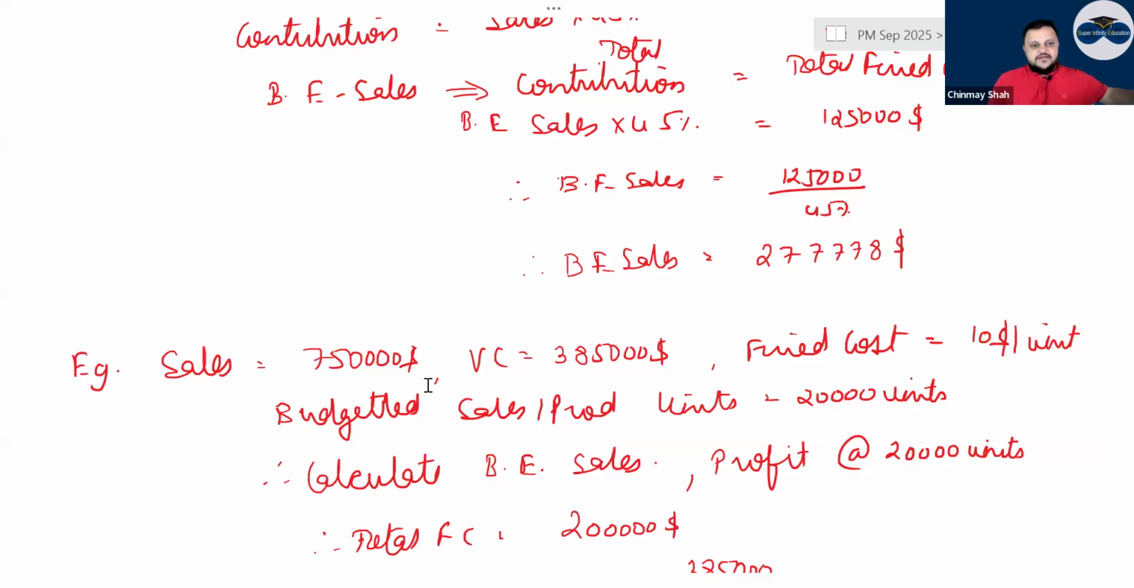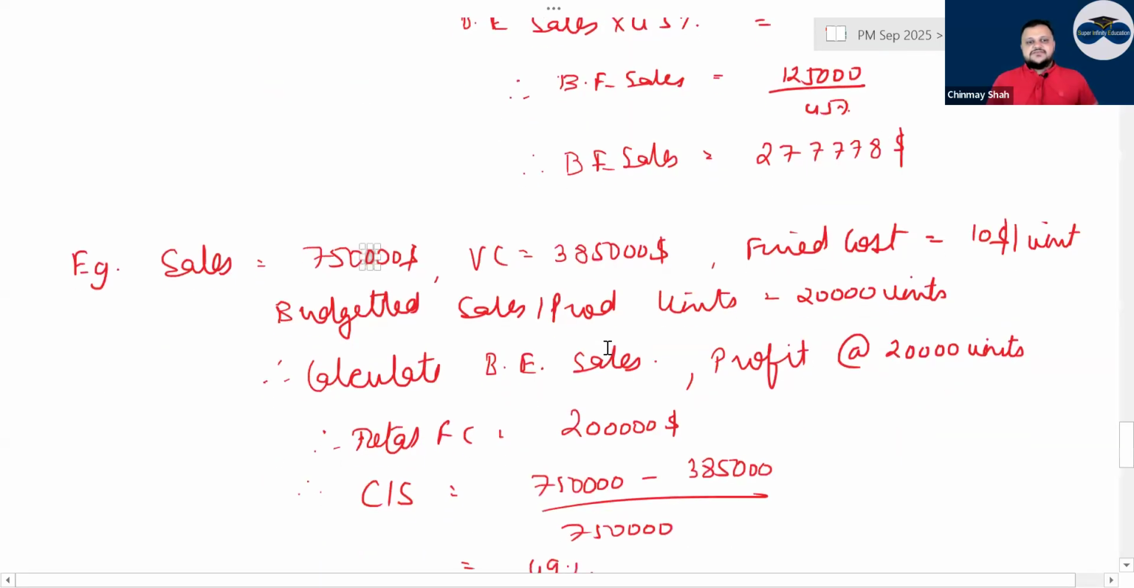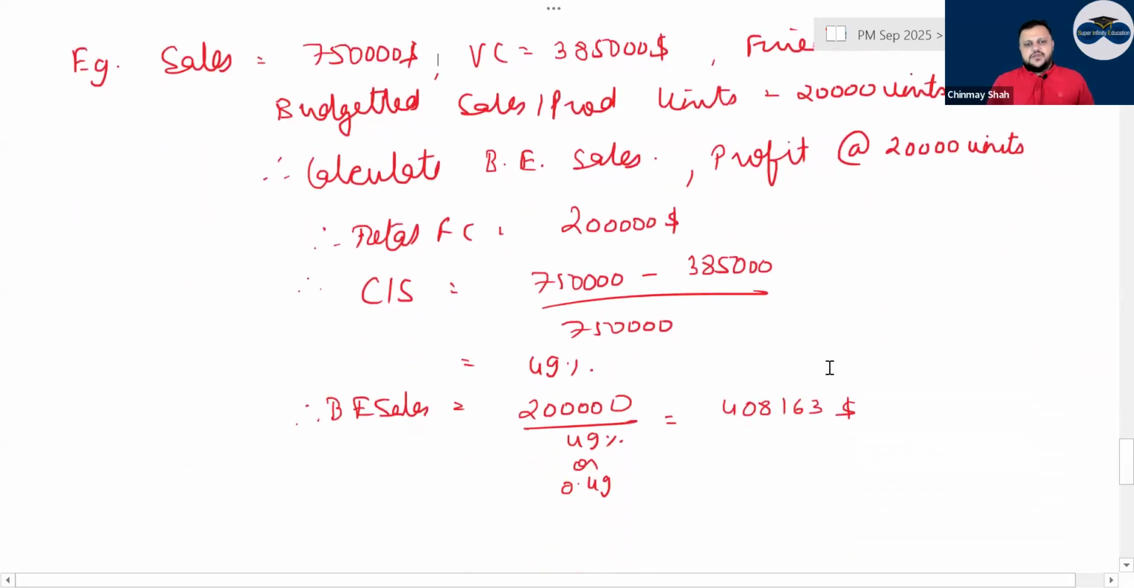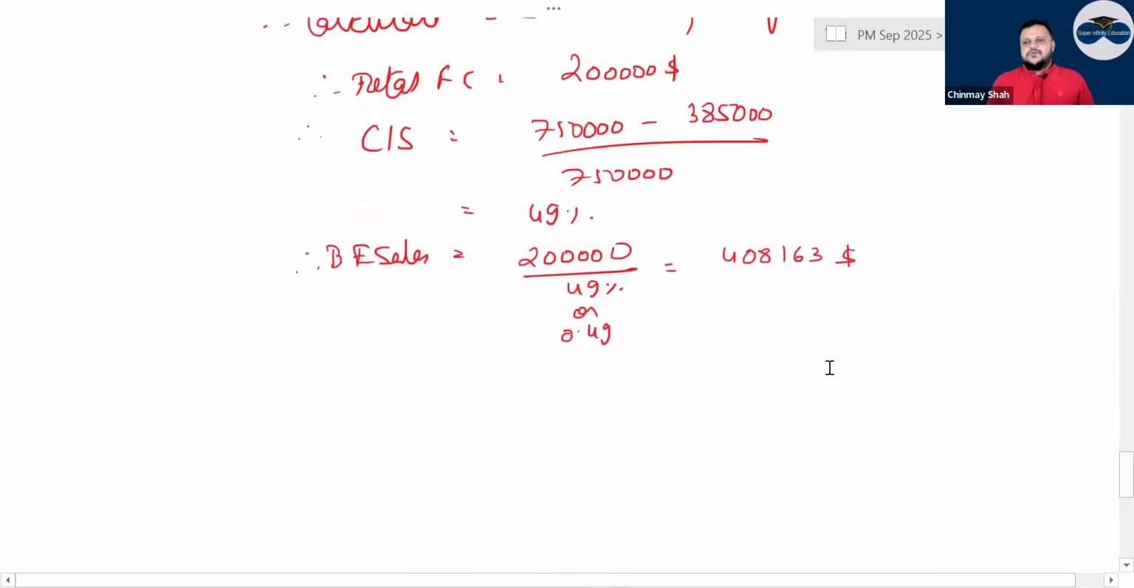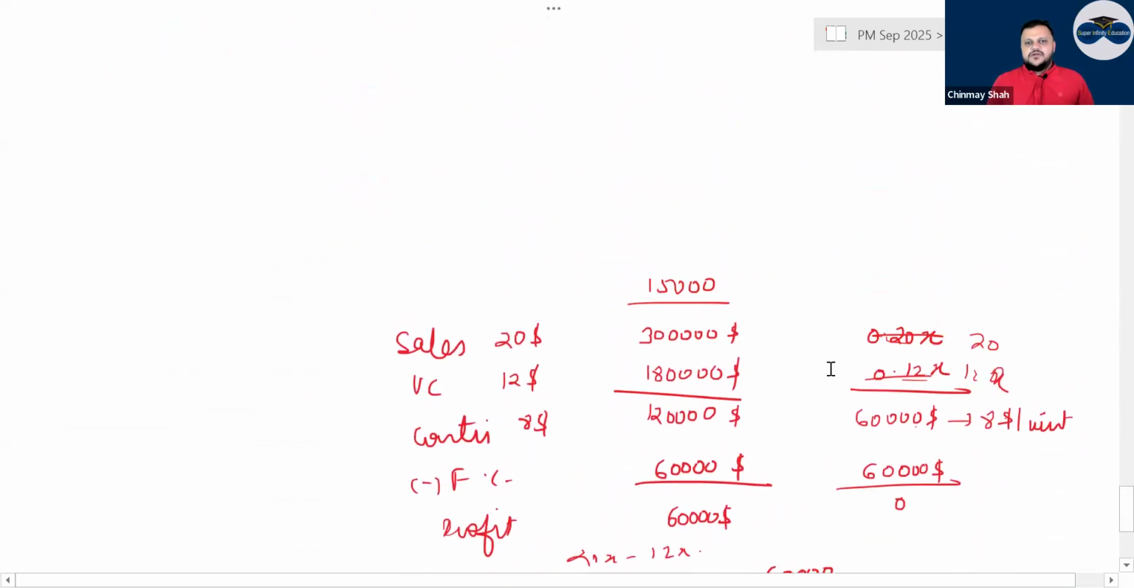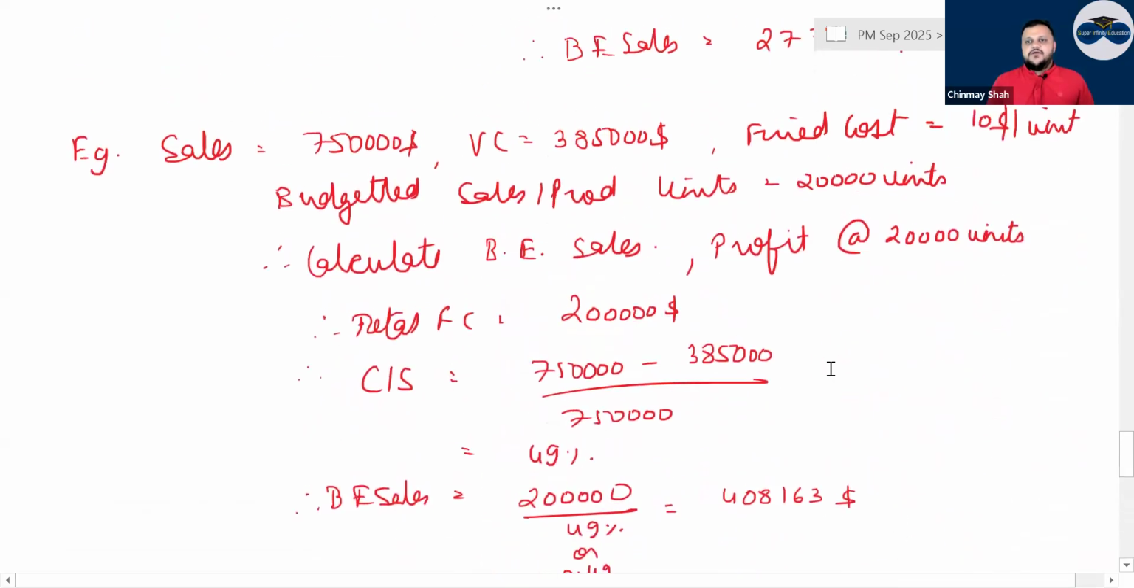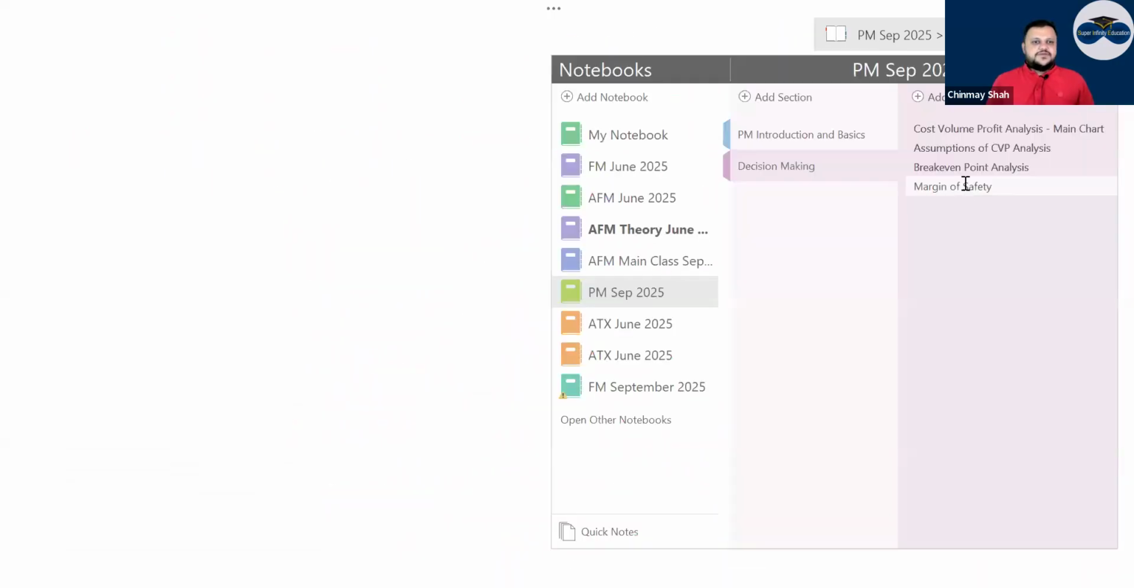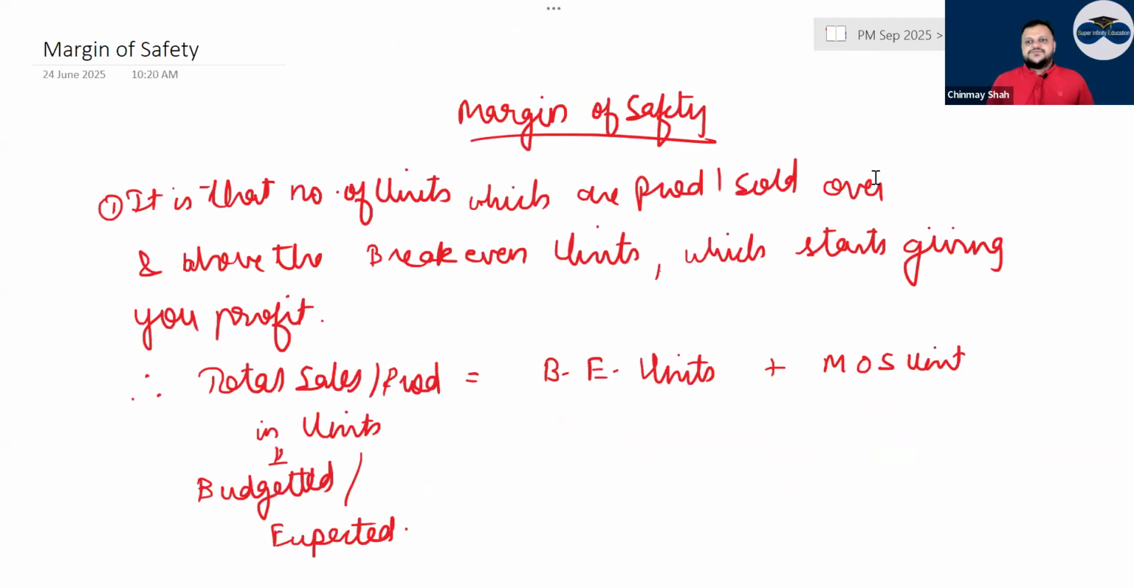Have a look. Right? Then sales $750,000. Variable cost is 385, right? So we did some questions. We found out break even sales. Are you okay with it? Break even sales. Any problem with break even sales? Then we went ahead and added margin of safety. Correct? What is margin of safety?